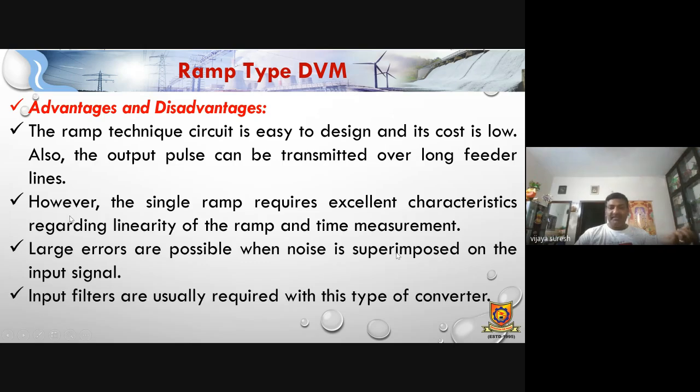The error we have is superimposing of noise. So noise is there in the system or in the input, and the input should be clearly filtered. And the advantages: easy technique, simple to operate, like that.